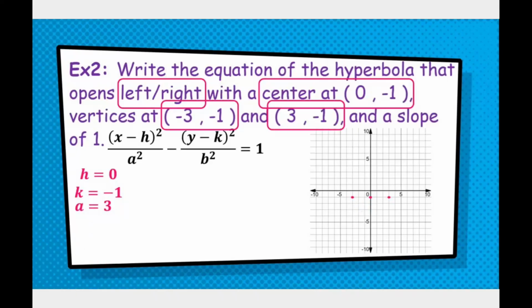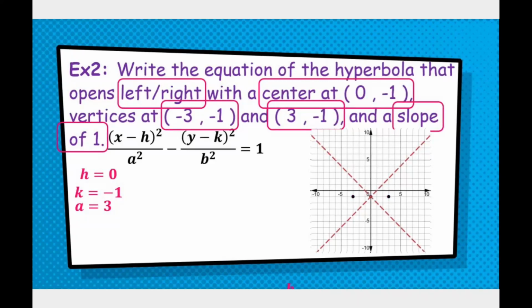And to find b, let's do that next. Okay, to find b, I'm told that the slope is 1. My formula for this slope is the rise over run. So what variable is in the denominator under y? That would be b over a. So I'm going to think about this as b over a.